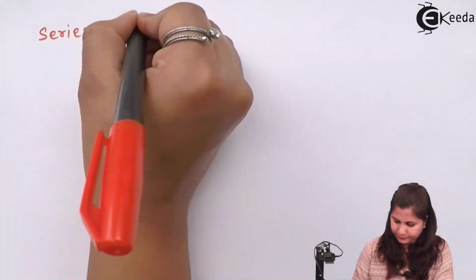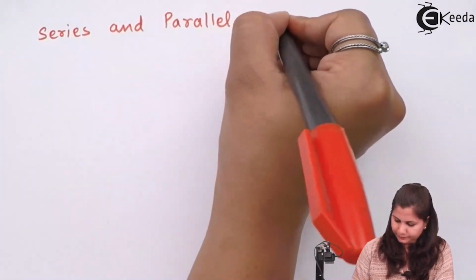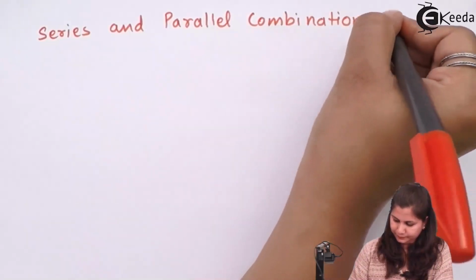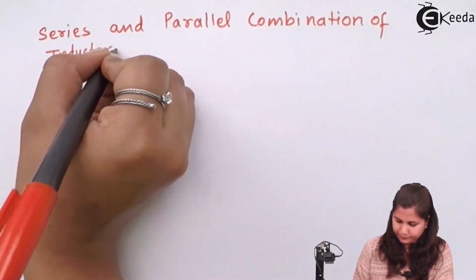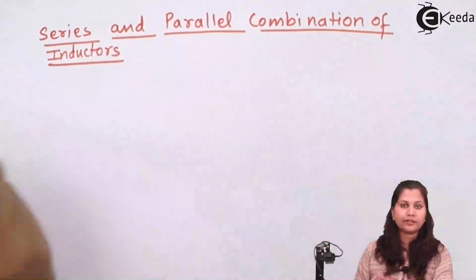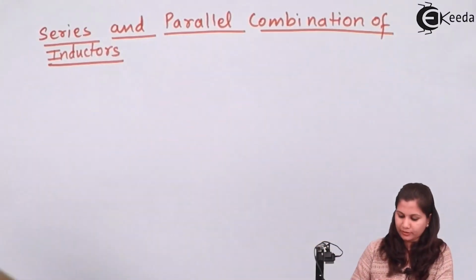Now these inductors are connected in an electrical circuit, so they can be connected either in a series combination or in a parallel combination. So let us see how the resultant inductance can be calculated for a series and parallel combination of the inductors. First, let us see the series connection.